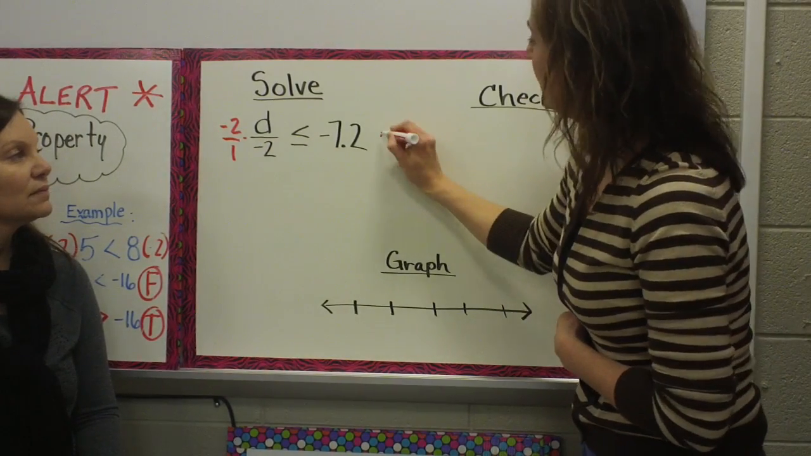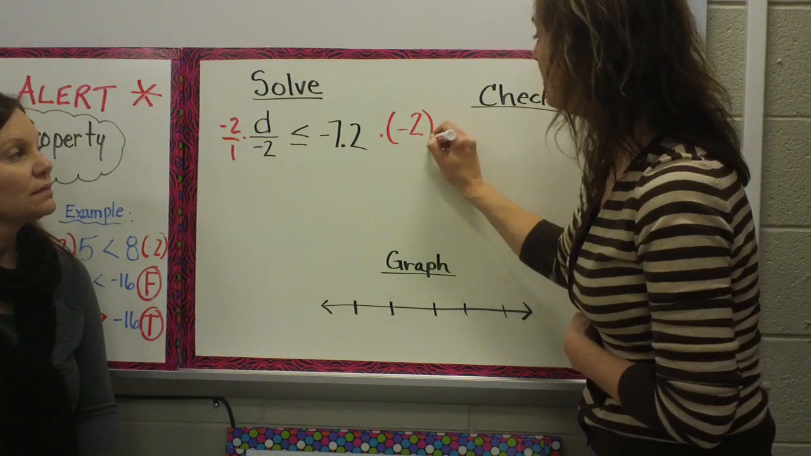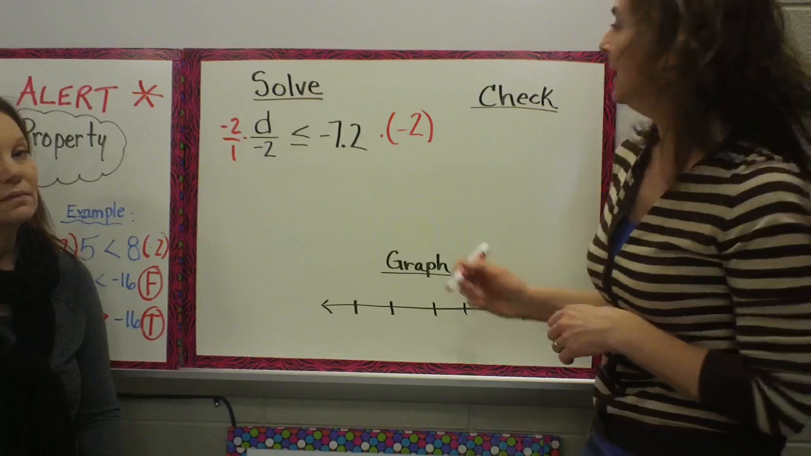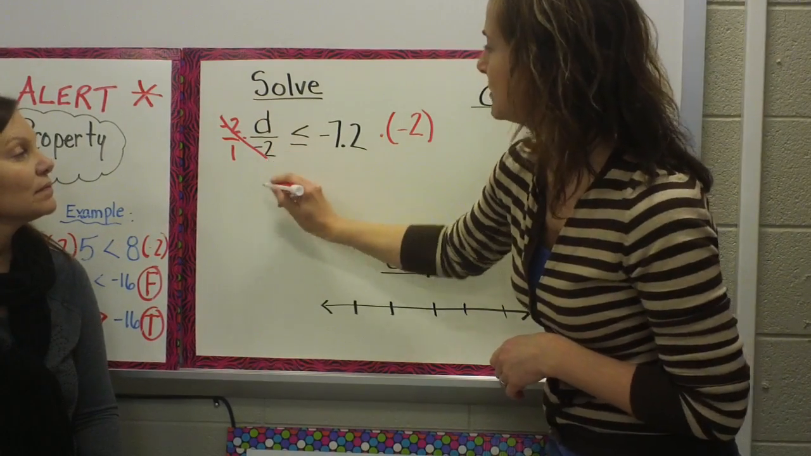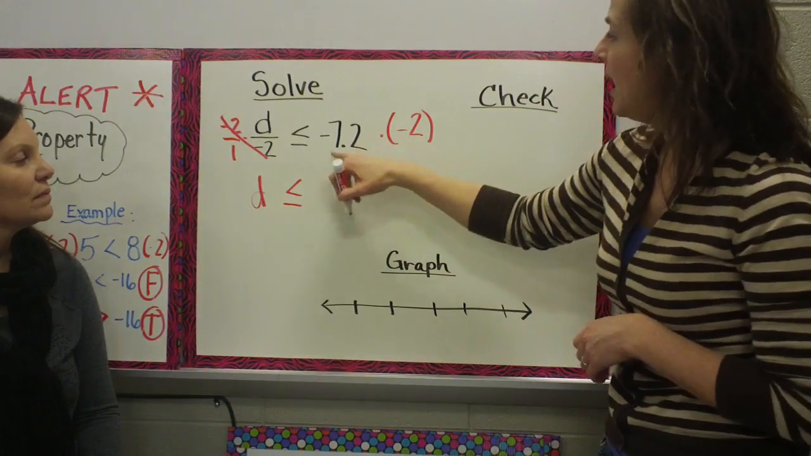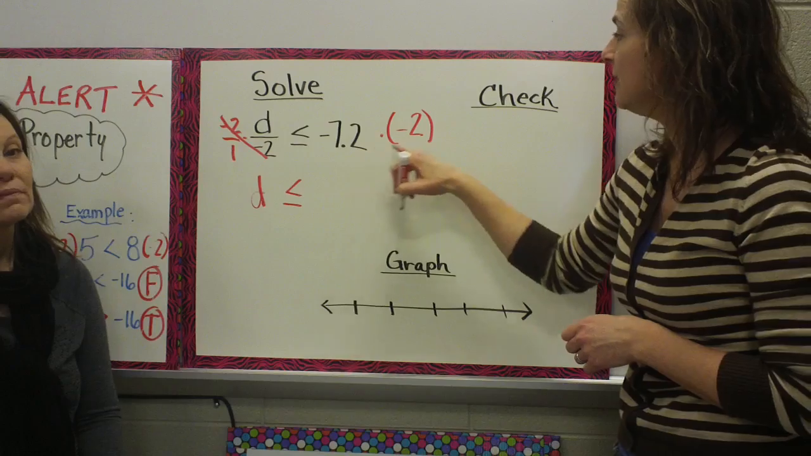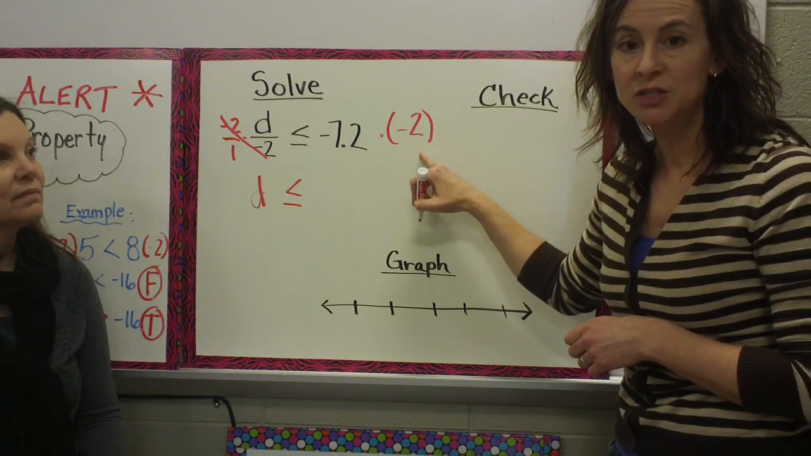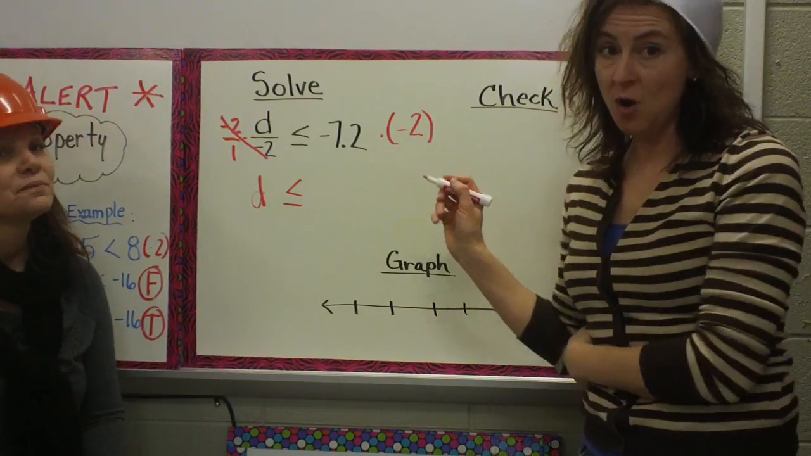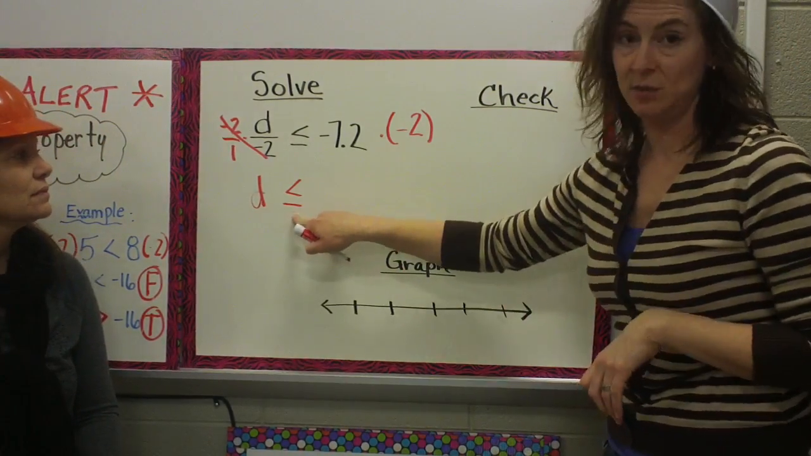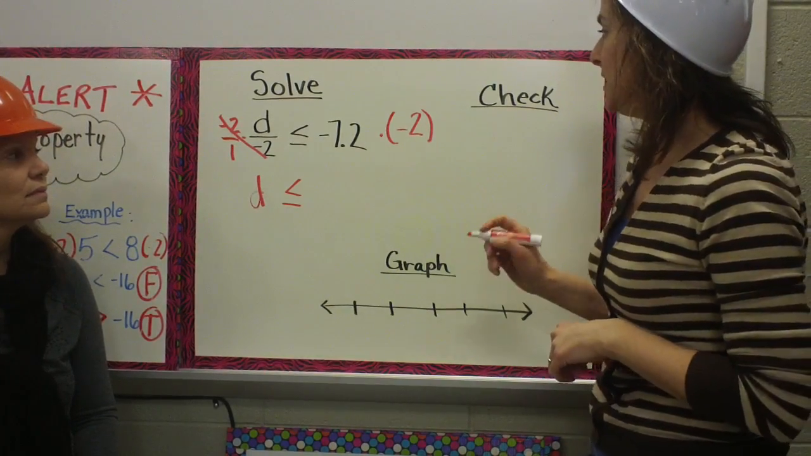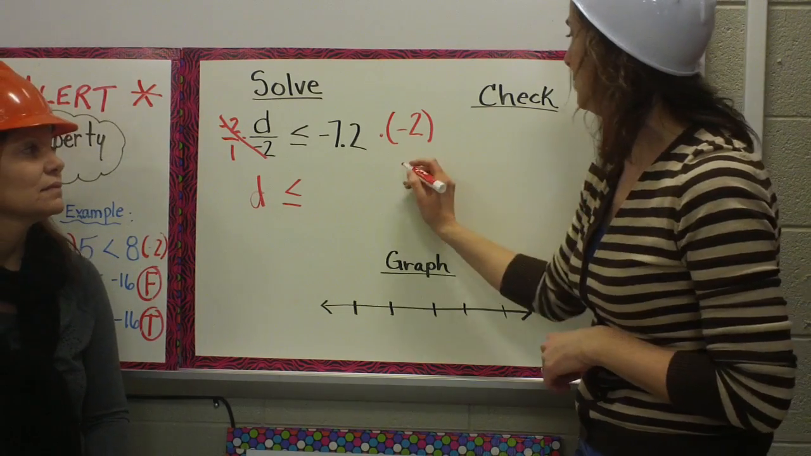On this side, again, I'm multiplying by a negative 2, or negative 2 over 1, and that's going to even out my inequality. This cancels out, so I'm just left with D less than or equal to, and then I am multiplying negative 7 2/10 times a negative 2. Red alert! Okay, so I know that I'm going to have to pay attention to this when I am done multiplying. Since we can use our calculators, negative 7.2 times negative 2, you can work that out.